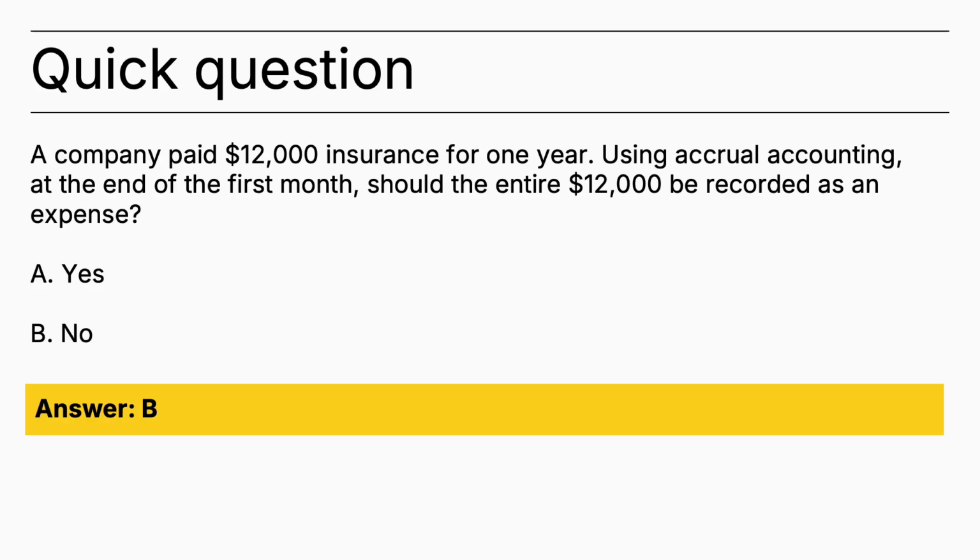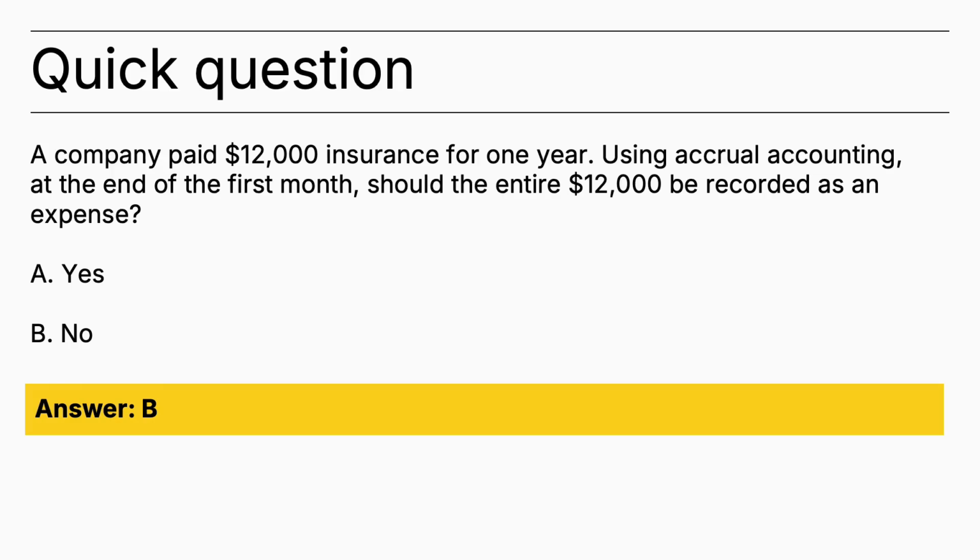The correct answer is B. No. The entire $12,000 shouldn't be recorded as an expense. Even though the company paid the full amount upfront, only 1 month of insurance has been used so far. The remaining coverage still provides future benefits to the business. This shows us an important idea in accounting. Just because cash was paid doesn't automatically mean the entire amount should become an expense immediately.